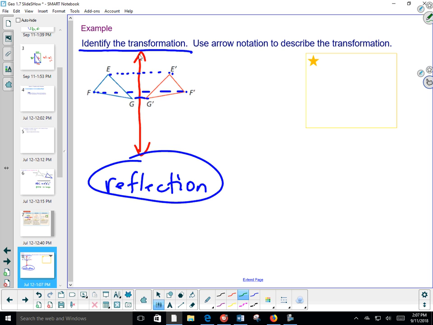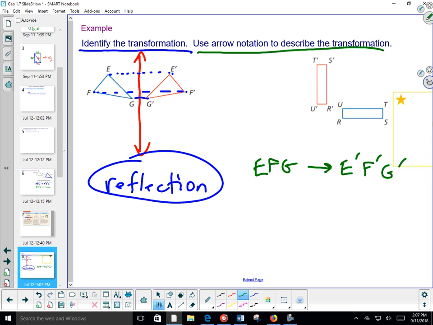Now for this part, where it says use arrow notation, that's just when you're going to say I've got E, F, G, and that's mapping onto E prime, F prime, G prime. That's all you have to do to use arrow notation in this particular problem.